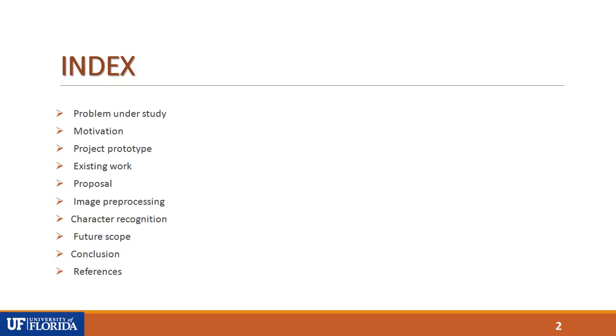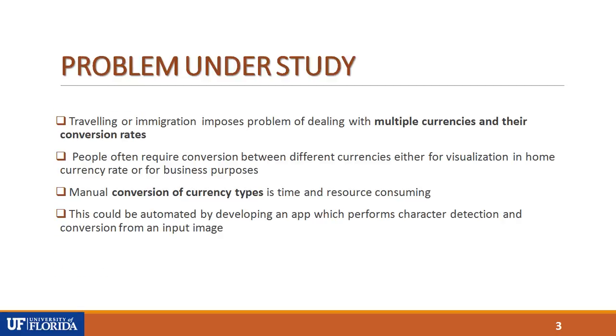The following topics are addressed in the slides: the problem under study, the motivation on why this problem was chosen, what parts of the bigger product or idea the project prototype implements, existing work in the area, and how the new proposal will add value to the existing work, which is explained in the proposal part. Then it explains the image processing operations used in the actual implementation, that is image pre-processing and character recognition. It also includes future scope, conclusion and references.